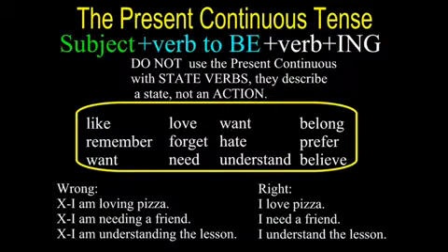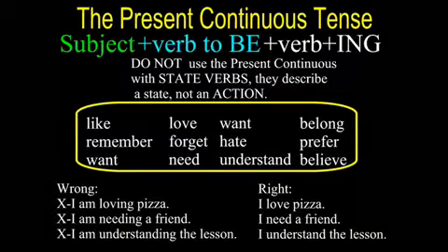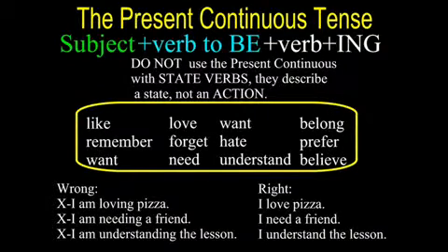It is wrong to use the present continuous in the following sentences. I am loving pizza. You should say, I love pizza. You should use the simple present. Do not say, I am needing a friend. You should say, I need a friend. Do not say, I am understanding the lesson. You should use the simple present and say, I understand the lesson.